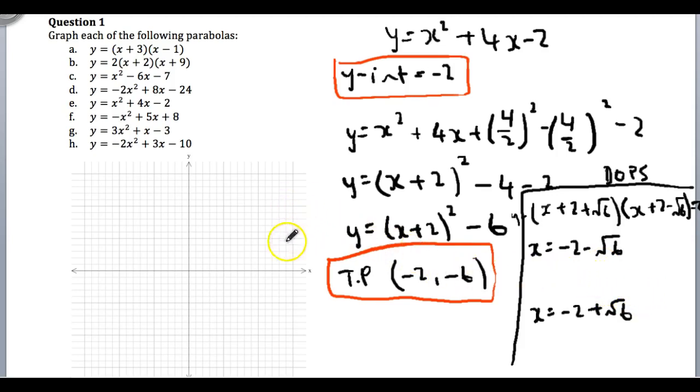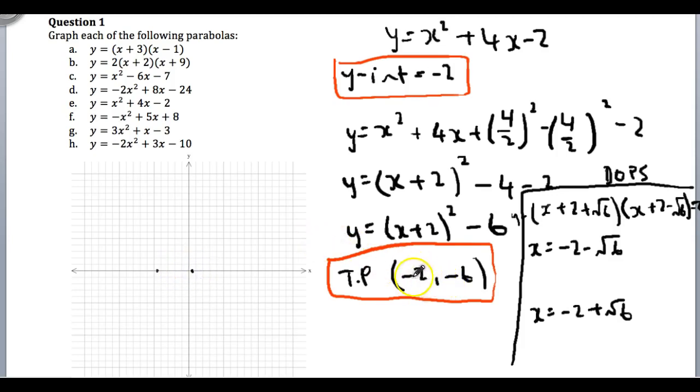So if I go on my axes, and I'm just going to do everything up by 1 because I'm pretty sure I can. So my first x-intercept will start at -2, which is here, and then we're taking away the square root of 6. So I've got to take away 2, and it's going to be somewhere between there. Okay, because -2 and then the square root of 6 is somewhere between 2 and 3. So I've got -2 minus some number between 2 and 3. The other one, -2 is here, plus square root of 6. So we're going in this direction, so we're somewhere here.